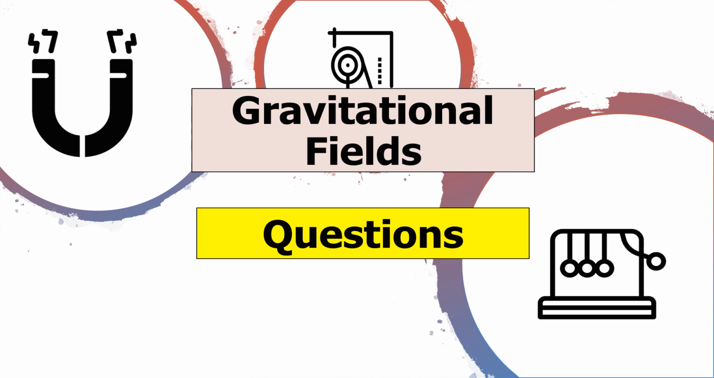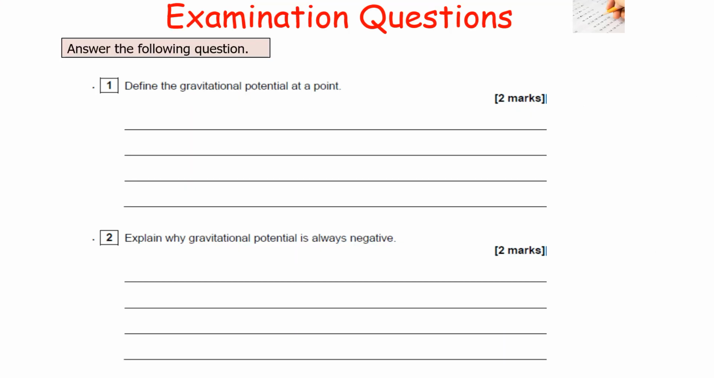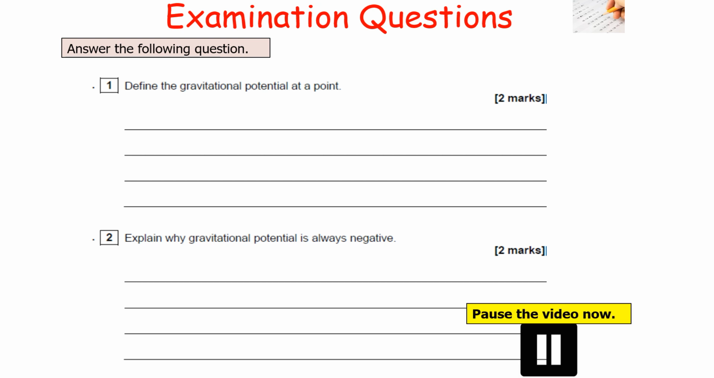So let's have a look now at a few questions on gravitational fields. The first question says, define the gravitational potential at a point and then explain why gravitational potential is always negative. So pause the video now, then unpause the video when you want to go through your answer.